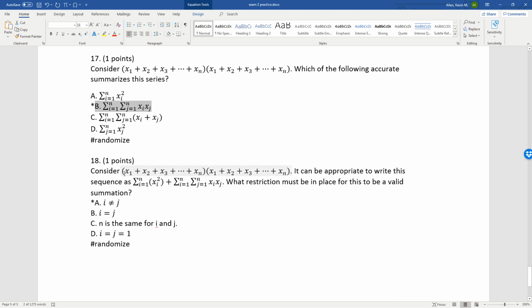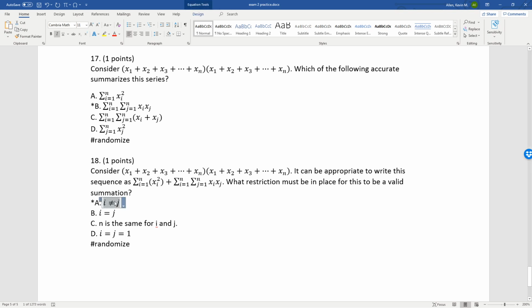Final one. Again, this is from our proof writing. We have the same sequence multiplied by itself. And we can write this as the sum i equals 1 to n of xi squared plus the sum i equals 1 to n, j equals 1 to n of xi xj. Now, in order for this to be valid, we have to specify that i does not equal j.